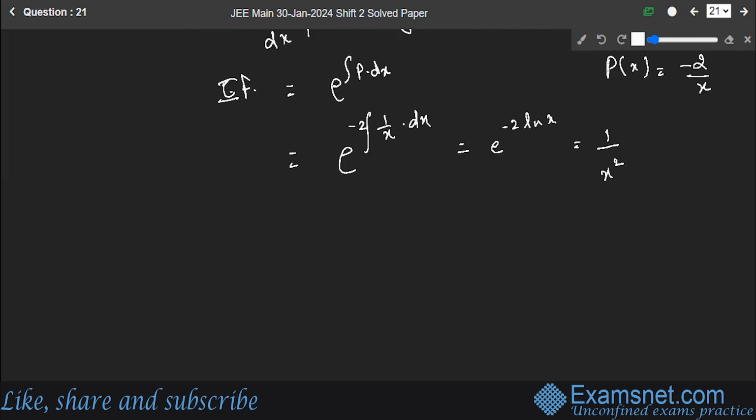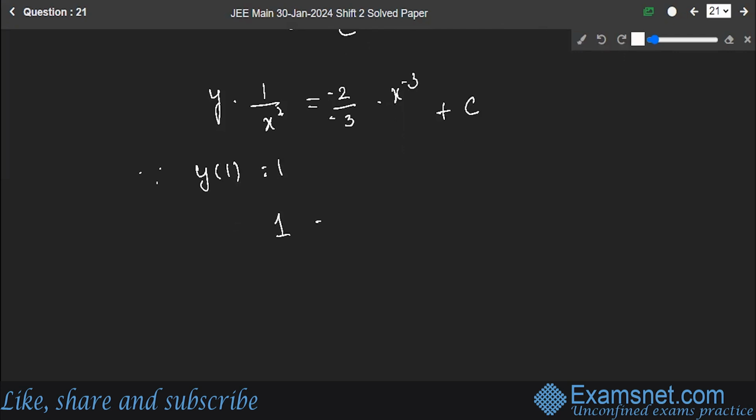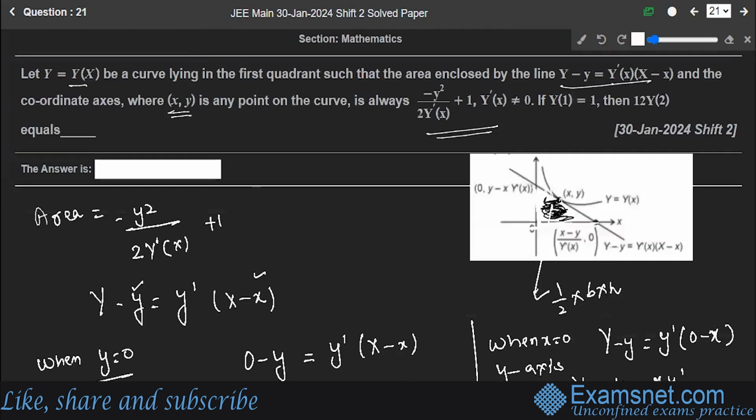So your function becomes, let's solve it. You will have y into 1 by x square is equal to 2 by 3, minus over here and here, into x power minus 3 plus c. Now you're given that y of 1 is equal to 1. That means when x is equal to 1, you have y is equal to 1. So this will give me 1 is equal to 2 by 3 plus c. This gives me c is equal to 1 by 3. Now this equation will become y upon x square is equal to 2 upon 3 x cube plus 1 upon 3. What you have to find out was 12 y of 2 is equal to.